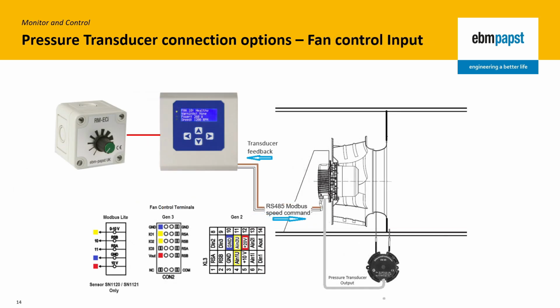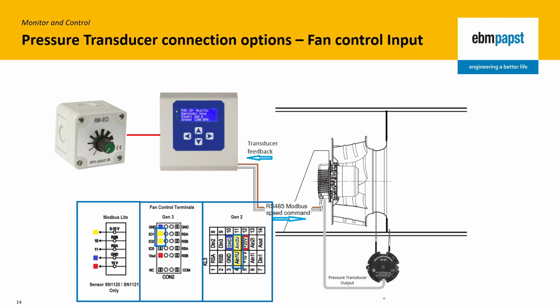To overcome this issue, it is possible to connect the output of the pressure transducer to the control input of the fan and configure the MDC controller to interrogate the fan array for the sensor feedback signal. With Modbus Lite fan motors, the controller can interrogate the register that reads the voltage level from analog input 1. For fan motors with full Modbus functionality, the user can choose to read from either the analog input 1 I/O1 terminal or analog input 2 I/O2 terminal.